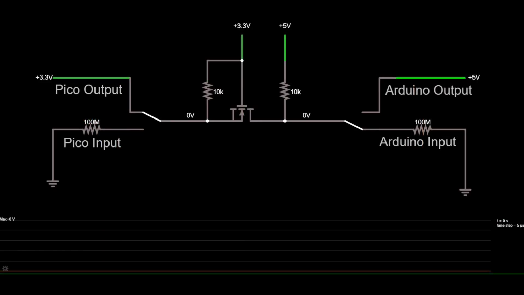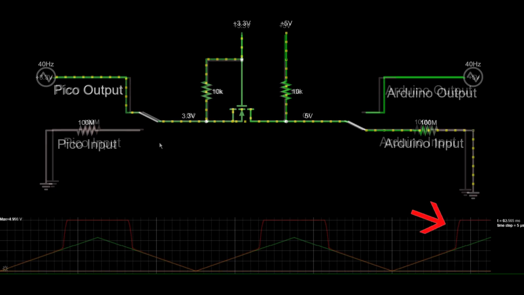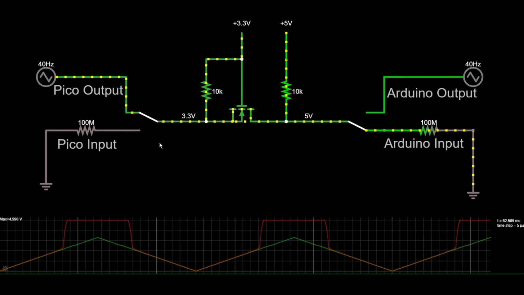Let's first look how this circuit converts from 3.3 volts to 5 volts. I'm simulating this circuit using an online simulator called Circuit.js. I'll input a very slow triangle wave so we can see what's happening. The high level side is attached to a high impedance input. Initially, both sides are high.